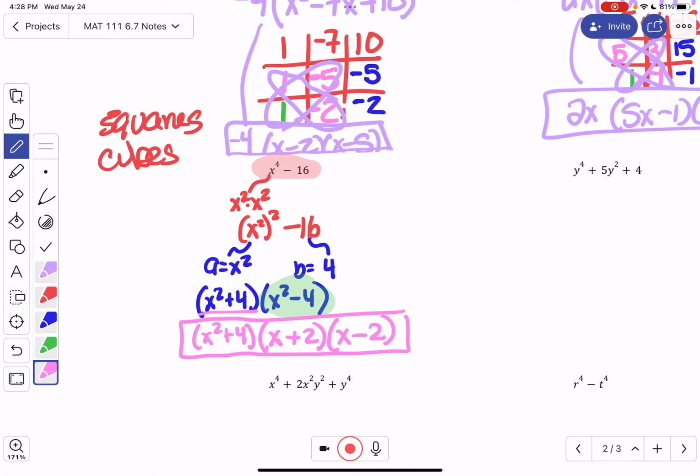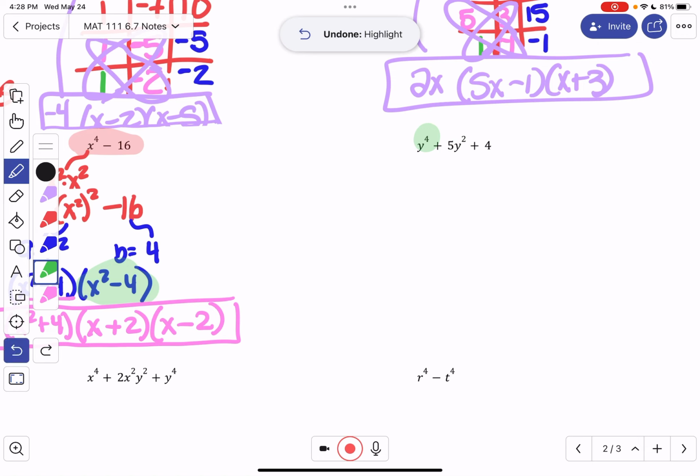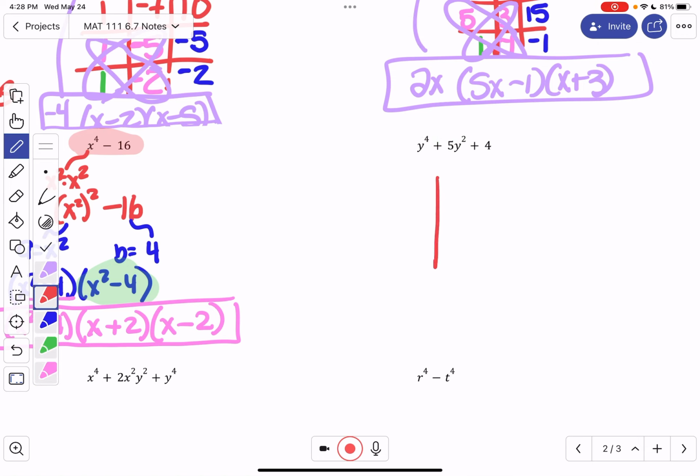Now look at this one. This one has 3 terms, so we don't know of any special ones. But one thing I want to point out is this exponent is 4, and the middle exponent is half of that. 4 divided by 2 is 2. That means we can tic-tac-toe this. So let's start that process. Start tic-tac-toeing.